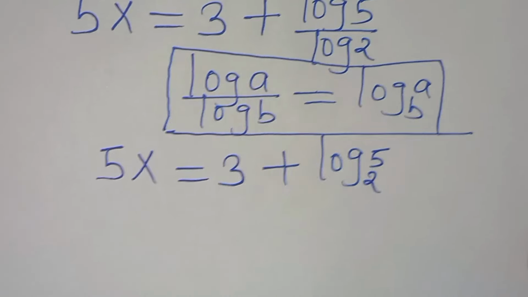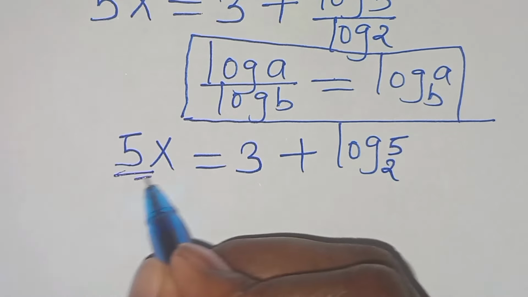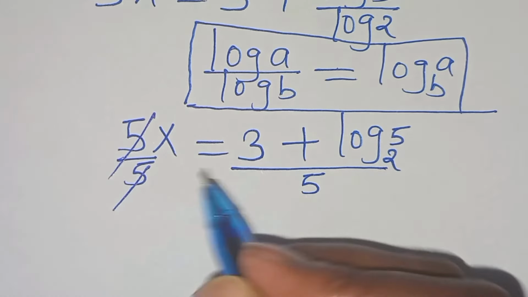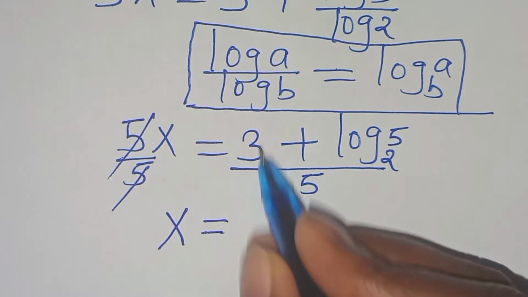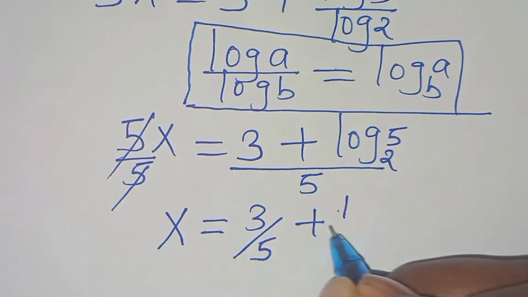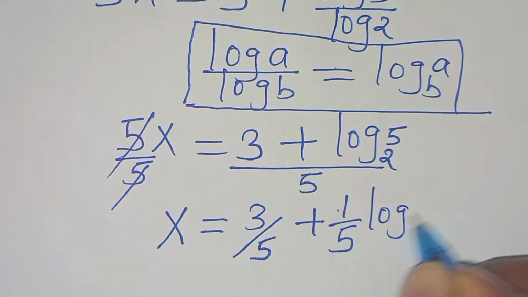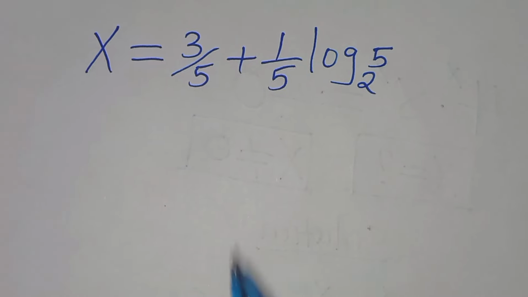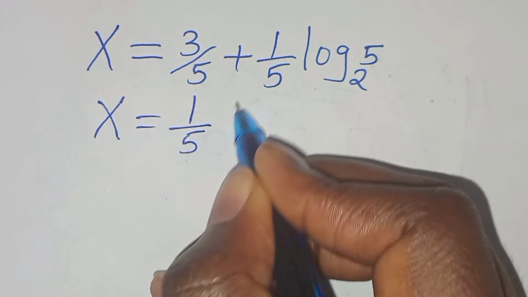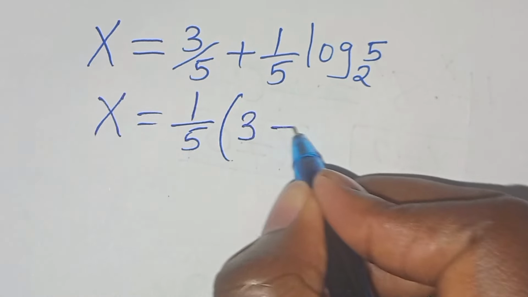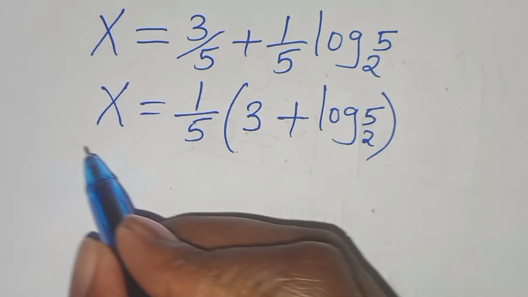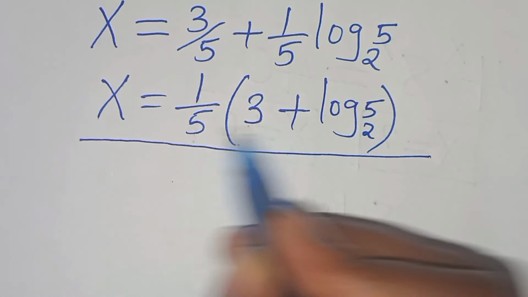The next step from here, let's divide both sides by 5. So we have 5 here and also here by 5. If you simplify, we have that x is equal to 3 over 5, plus 1 over 5 log 5 to base 2. Since 1 over 5 is common here, we can factor out 1 over 5 so that we have 1 over 5 into the parentheses: 3 plus log 5 to base 2, close the parentheses, and this is the value of x.